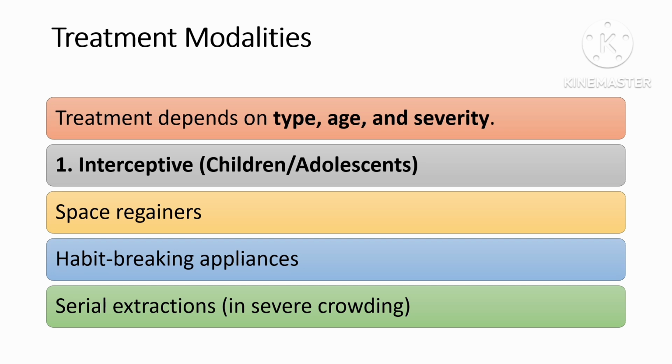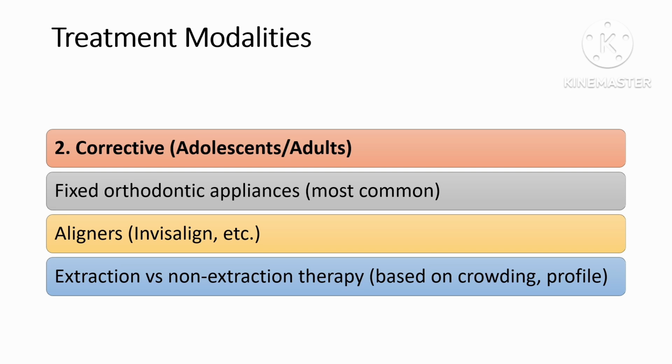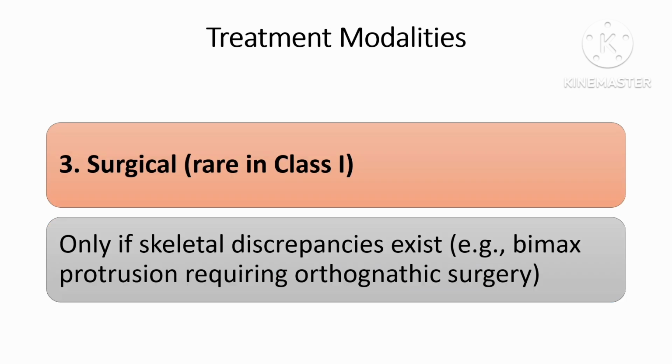Second is the corrective orthodontics in adolescents and adults, where the goal is to align the teeth and establish functional and aesthetic occlusion. The mainstay for corrective orthodontics is fixed mechanotherapy or clear aligners. Surgical orthodontics in case of class 1 is only required if there is skeletal discrepancy masked by dental compensation. For example, in the severe bimaxillary protrusion with normal molar relation.